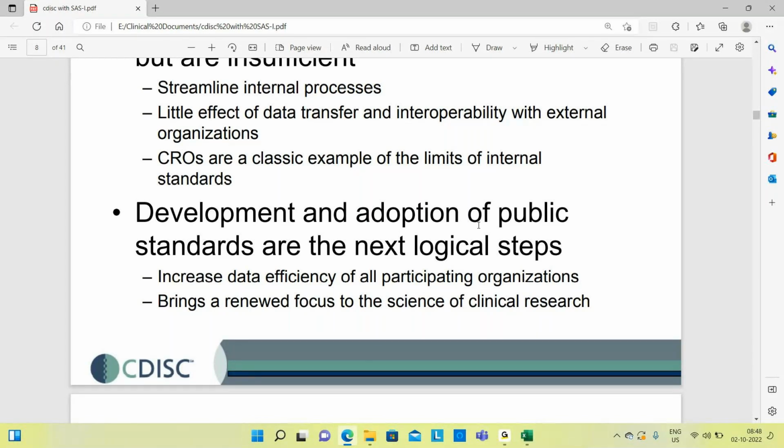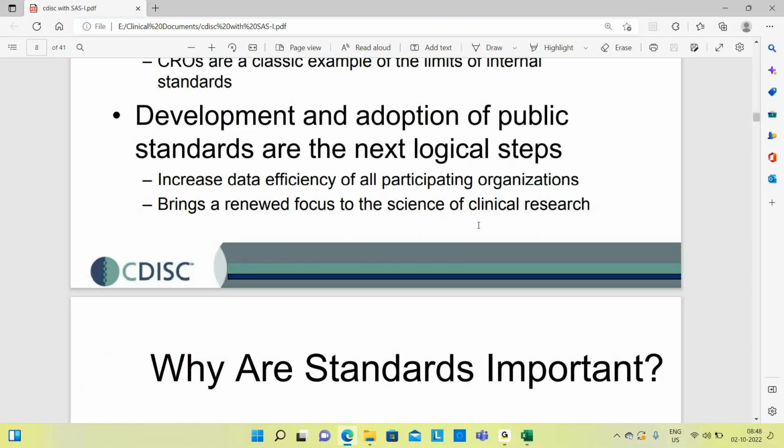Next, if you are following the public standards, you can increase data efficiency of all participating organizations. Suppose for one particular CRO, there are some drugs where one company alone cannot handle it, in terms of budget and in terms of organizing the clinical trial.